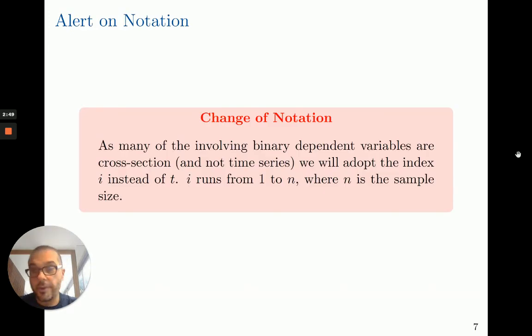So one important thing, we are going to make a change of notation, because as many of the problems involving binary dependent variables are on the cross-section and not time series, we will adopt the index i instead of t. So i will run from 1 to n, where n is the sample size, okay?